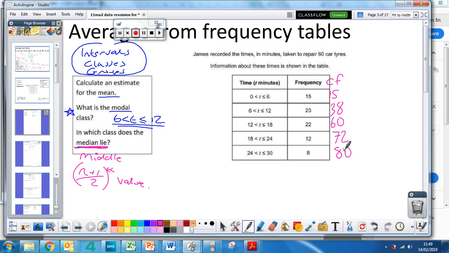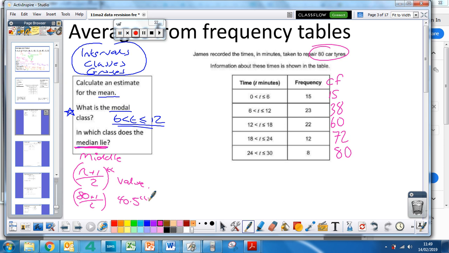So, how do we use that to find the middle? Well, there are 80 pieces of information in that table contained in those rows. So the n is 80. So we're doing 80 plus 1 over 2, which is 40.5. So we're looking, where is the 40th and the 41st value in this table?